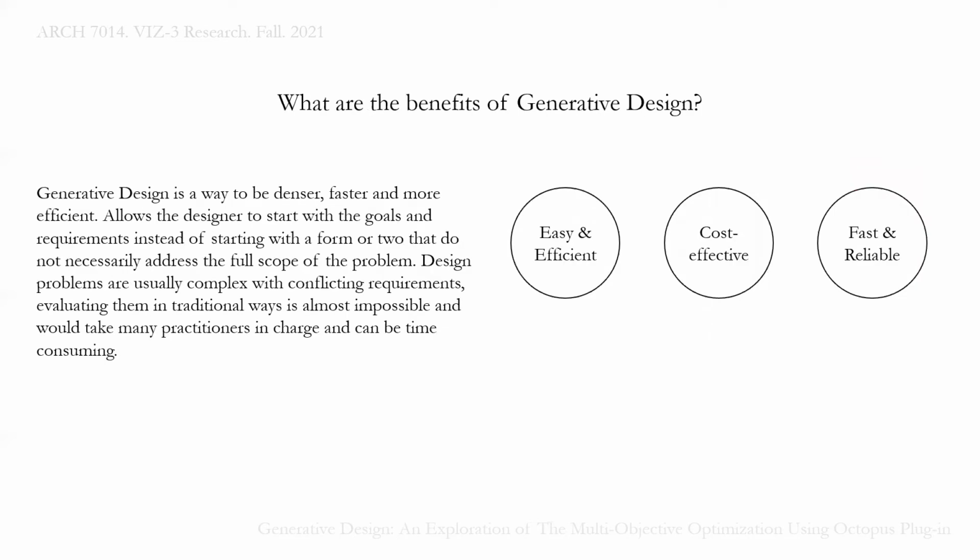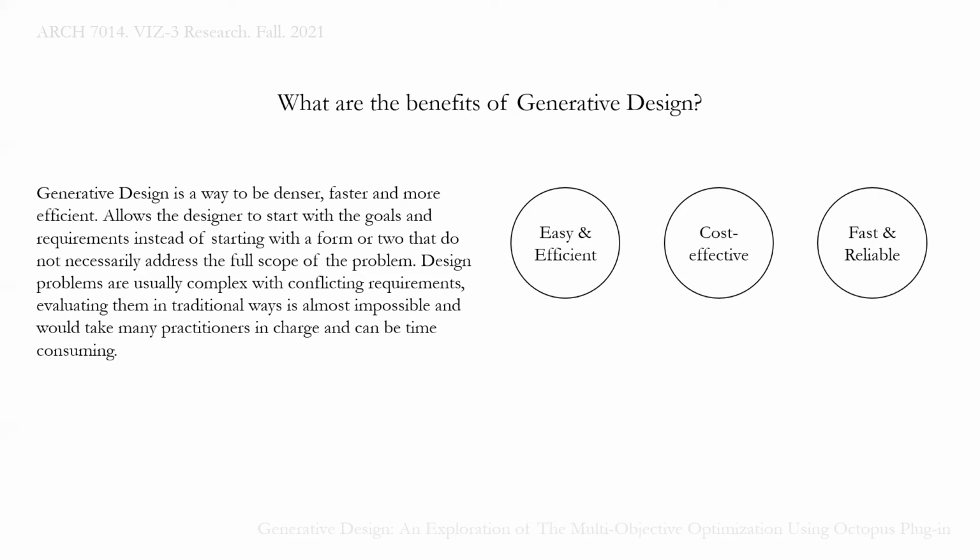What are the benefits of generative design? Why should we use generative design? Why should we consider it? Why should we even study it? Generative design is a way to be denser, faster, and more efficient. It allows the architect or the designer to start with the goals and the requirements instead of starting with a sketch or a form that has a little bit of bias from the architect or the designer.